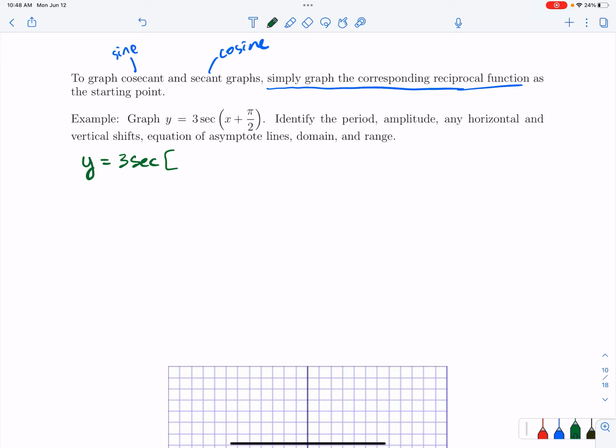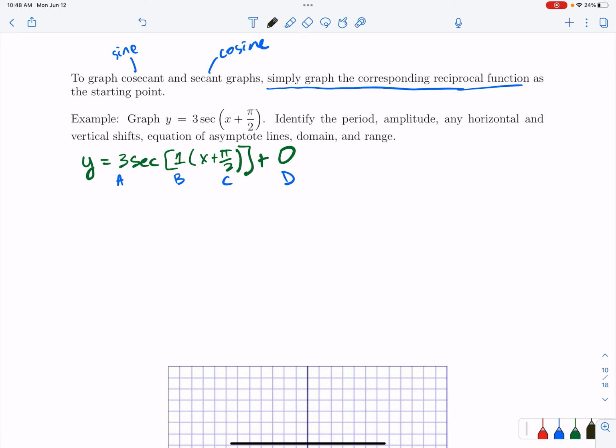And the standard form is much like what we've seen with the sine and cosine standard form. So I'm going to factor out a 1, x plus pi over 2 plus 0. And I do this so I can identify the a value, the b value, c, and d. All right, and so each of those tell us something about the original cosine graph.